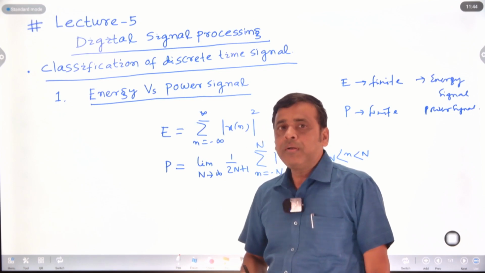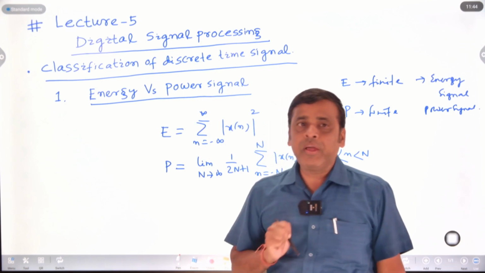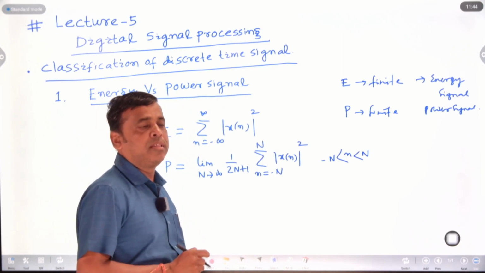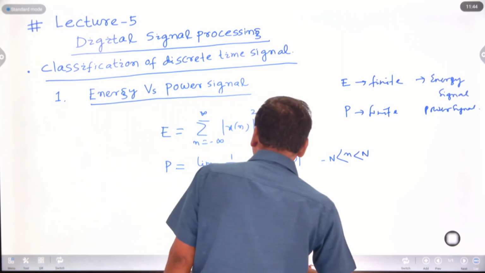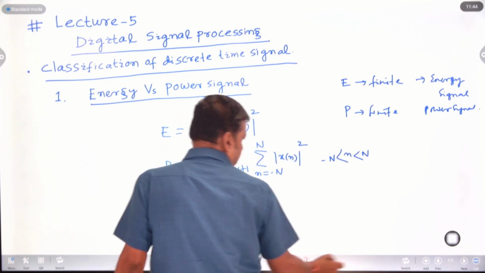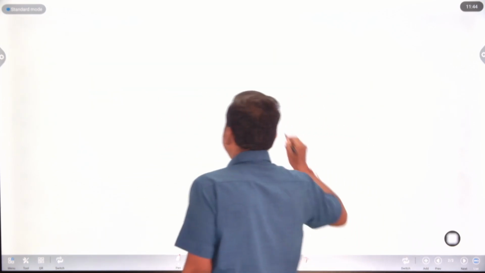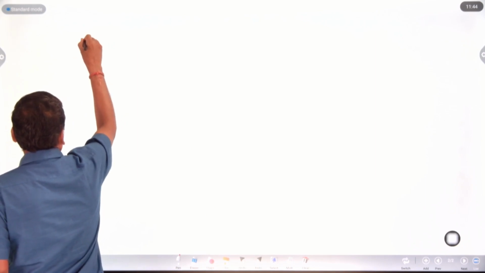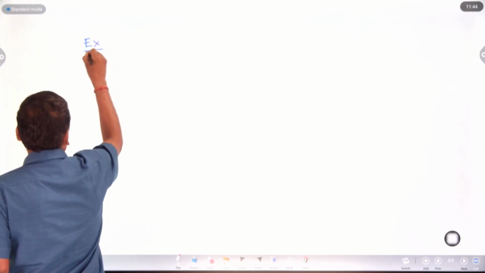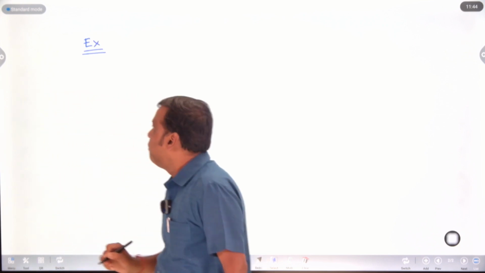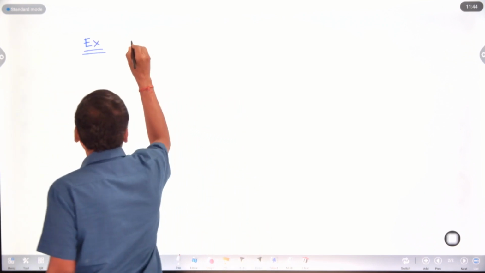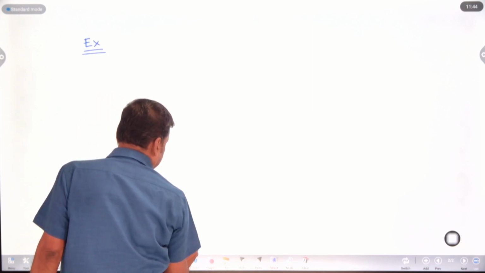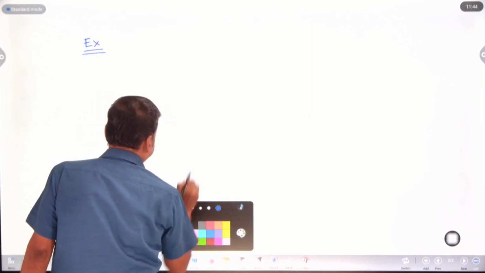So overall, what we have concluded: if energy is finite, it is an energy signal. If power is finite, it is a power signal. Suppose I give you an example. We have to find out whether the given discrete time signal is an energy signal or a power signal.